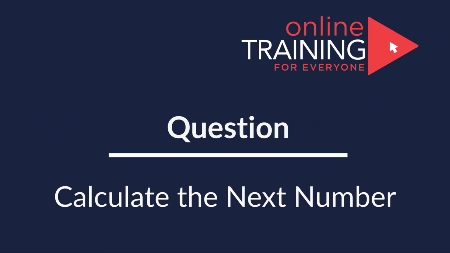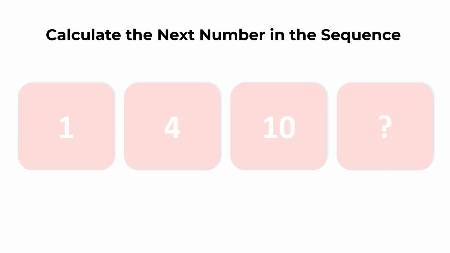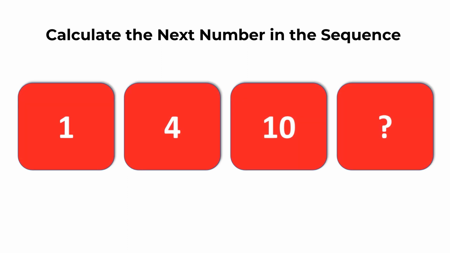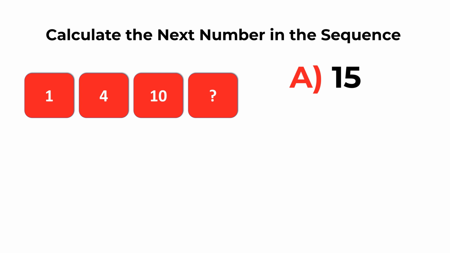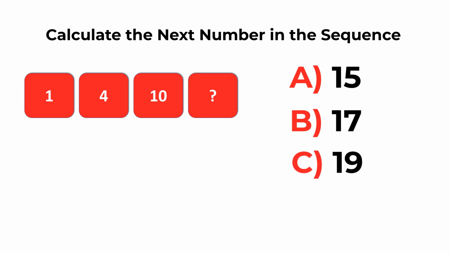Here's an interesting question which requires you to calculate the next number in the sequence. You're presented with 4 numbers. 3 of them are visible, and the 4th number you need to calculate. So the first 3 numbers are 1, 4, and 10, and you need to calculate the fourth number. You have 4 different choices. Choice A, 15, choice B, 17, choice C, 19, and choice D, 21.